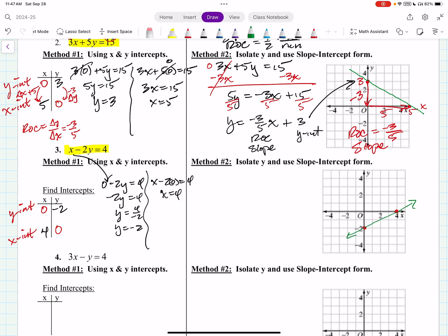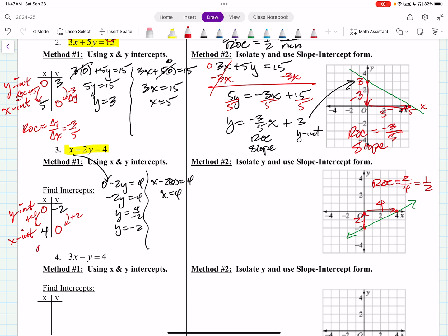Okay, there you go. And you can see on the graph, if you go from point to point, you go up 2, okay, and you go right 4. So I can see that my rate of change or the slope is rise over run, 2/4, 1/2. Okay. You can also see that in the table. From negative 2 to 0 is a plus 2. From 0 to 4 is a plus 4.